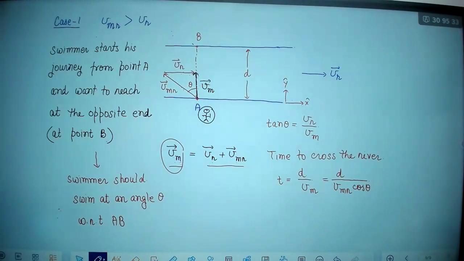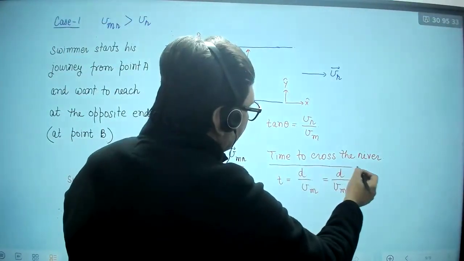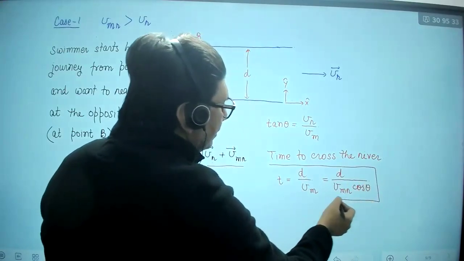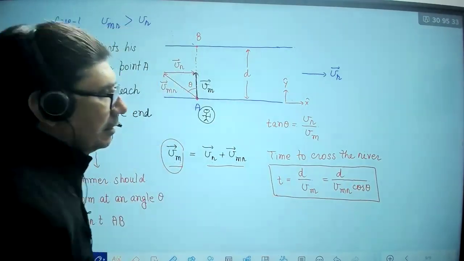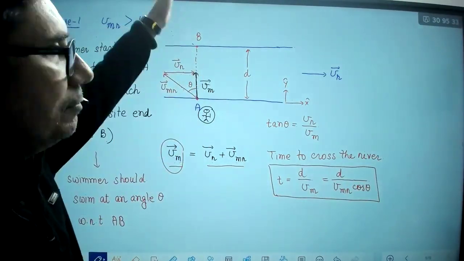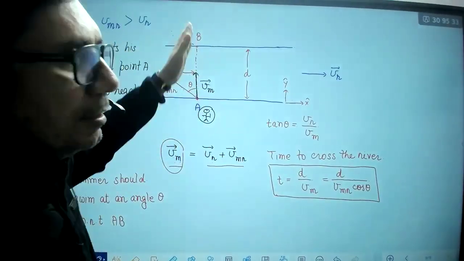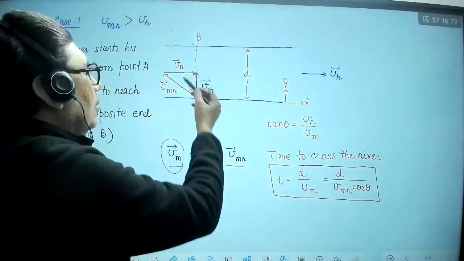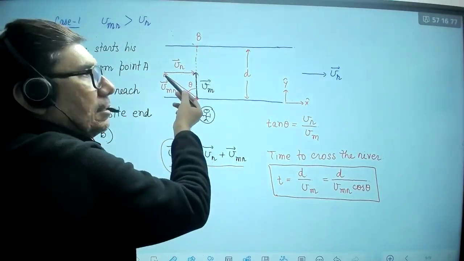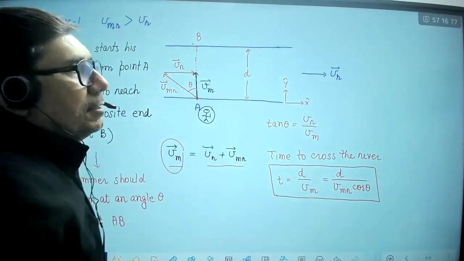VMR cos theta. So by these formulas or by this simple analysis, you can find out the time to cross the river. In this case, when he wants to cross this river in a perpendicular direction, he has to swim in this direction with respect to the river water. Only then he is going to reach here.